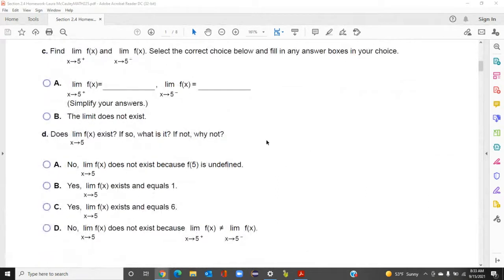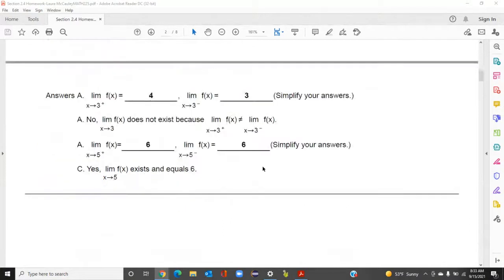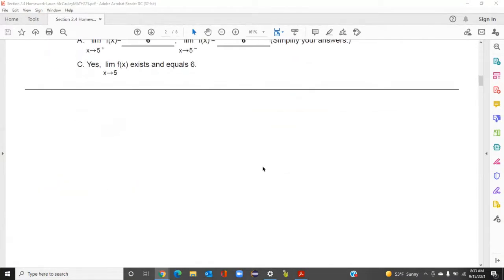So where was that at? Yep, so we're just going to go with 6 for both of these. Coming in from the right, it was 6. Coming in from the left, it was 6. And then we would say, yes, the limit exists and it's equal to 6. There's the answers right there.